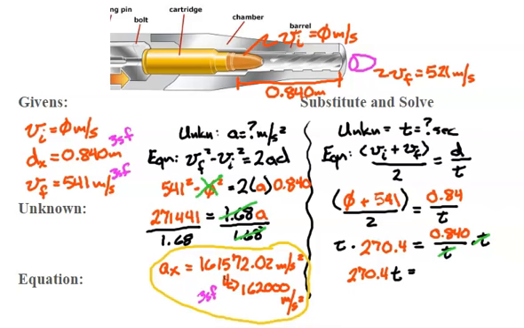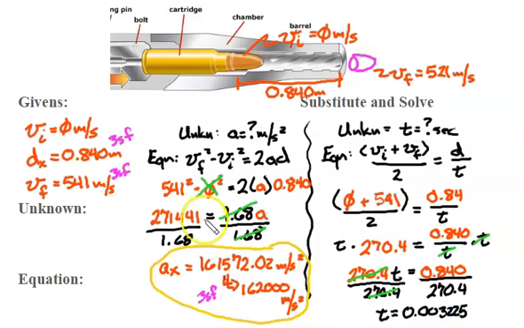equals 0.840. In order to get t all by itself on the left-hand side, I'm going to divide by 270.4. And I do that so that these numbers cancel, but whatever I do to the right, I have to do to the left as well. 270.4. And I find that time equals 0.003225. And if I sig fig that to 3 significant figures, I get 0.00322 seconds.